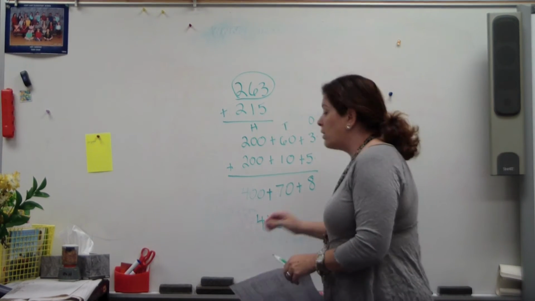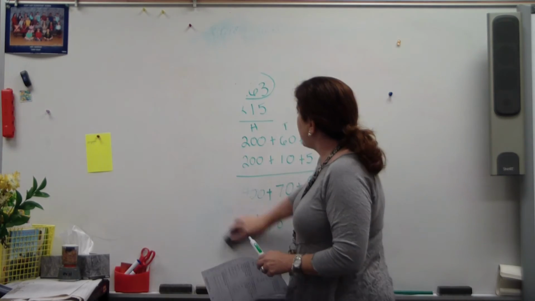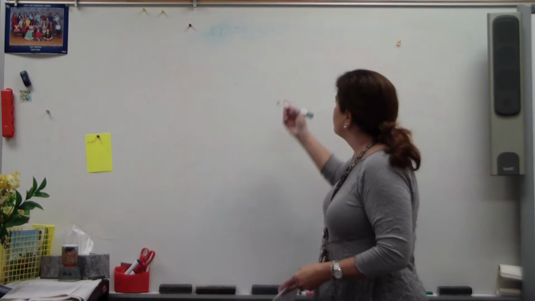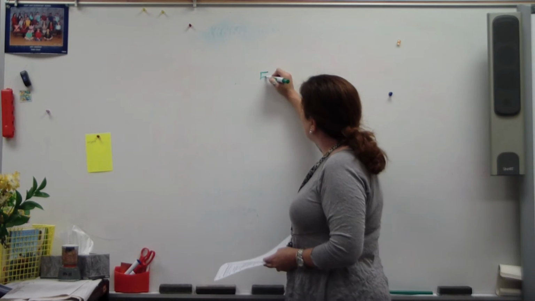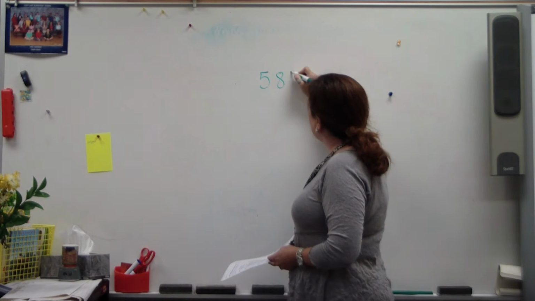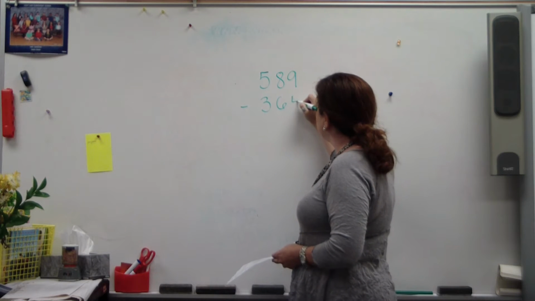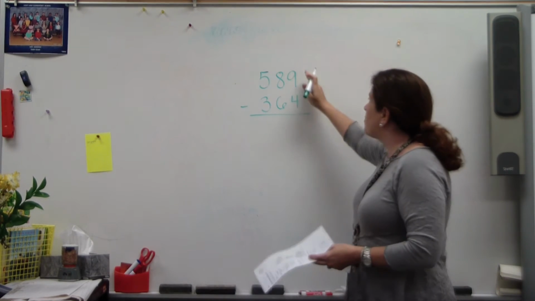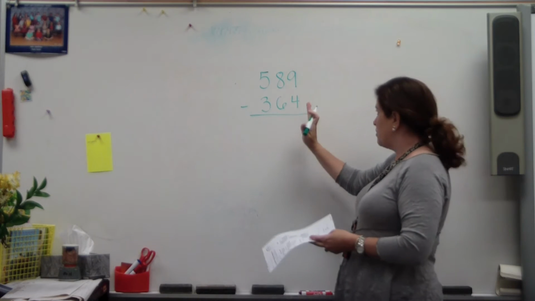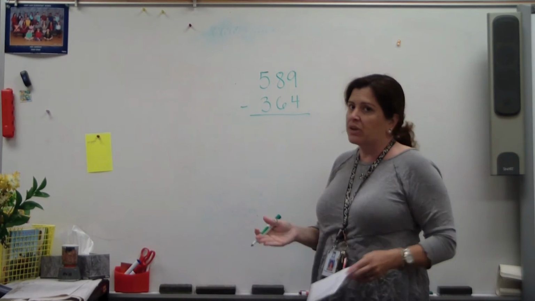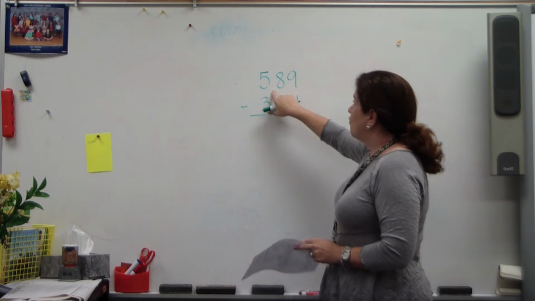Okay? Let's do one more together to make sure we understand how this happens. This time we're going to subtract. We're going to say 589 minus 364. Now again, remember, we can do our basic where we do 9 minus 4, 8 minus 6, 5 minus 3. But again, we might see it written out differently, so let's take a look at that.